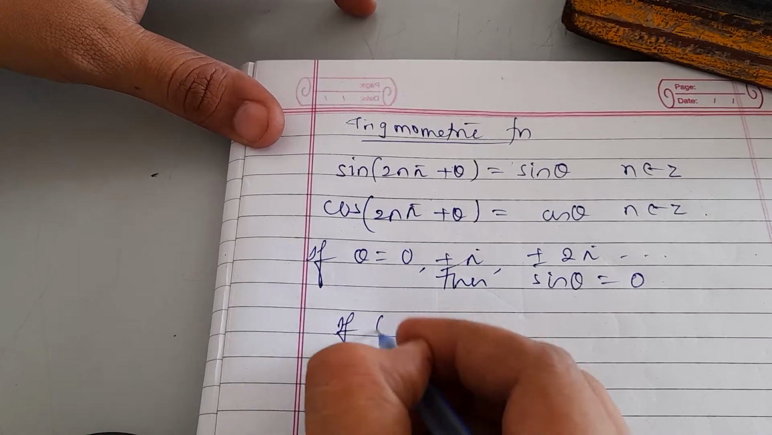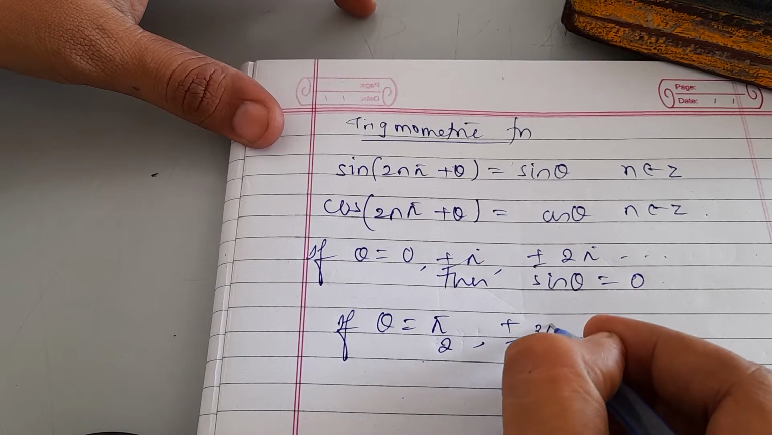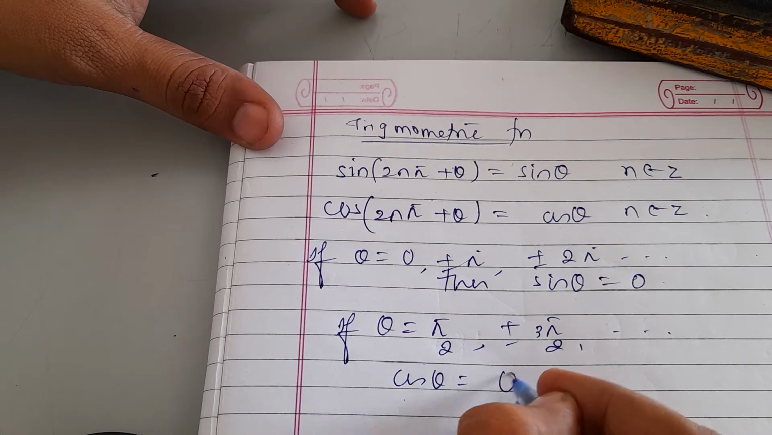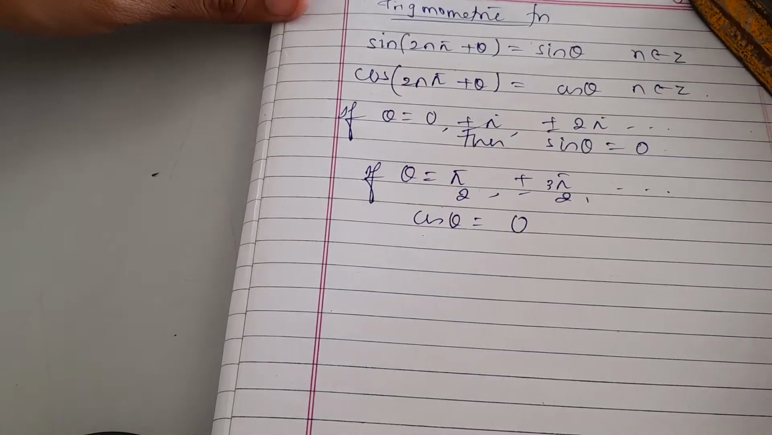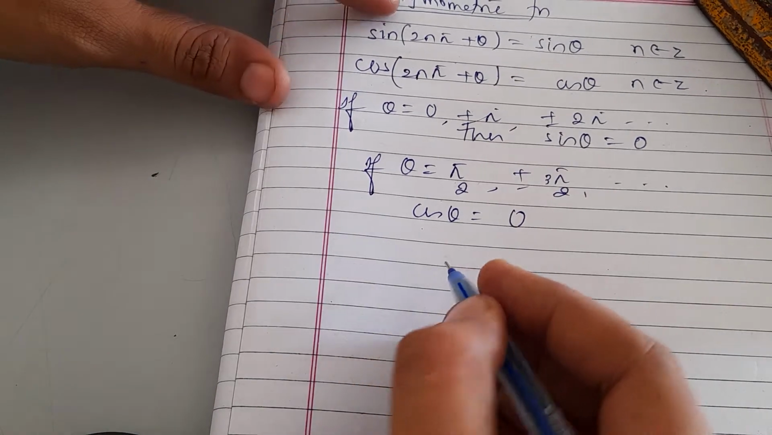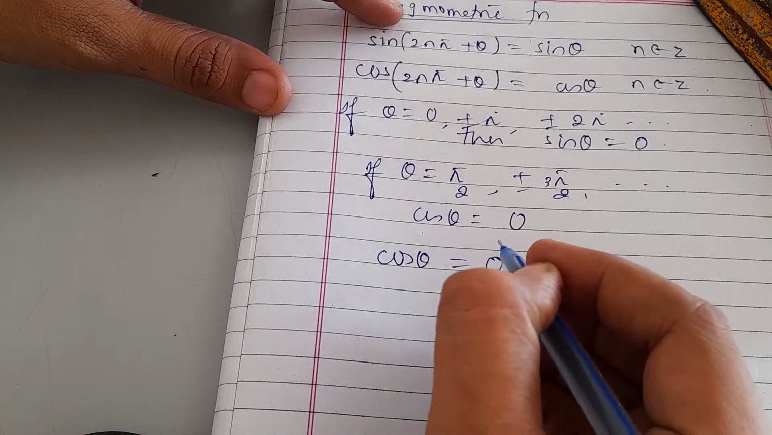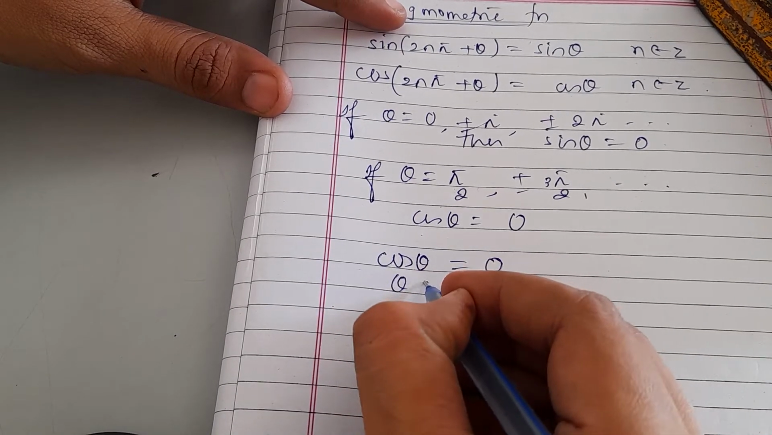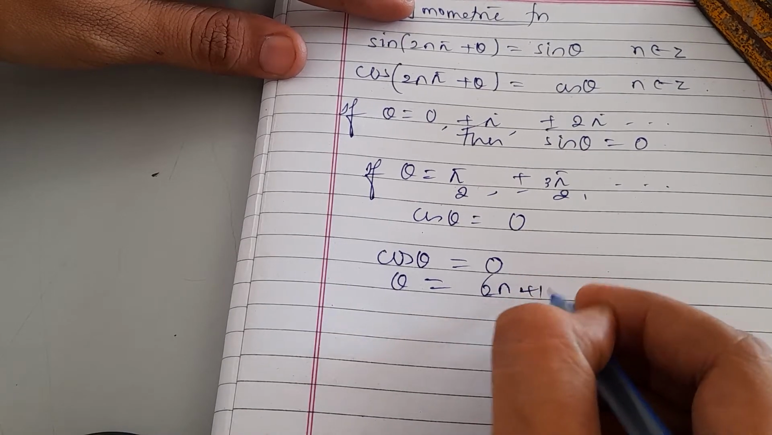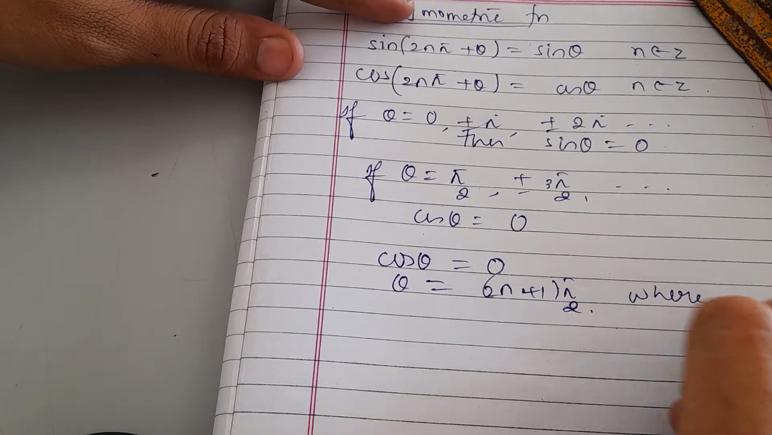And if θ is equal to π/2 or ±3π/2, right? So cos θ gives the value 0, right? One more thing, to find the zeros of the cos function, cos θ equal to 0 where θ is equal to (2n + 1)π/2, where n is any integer.